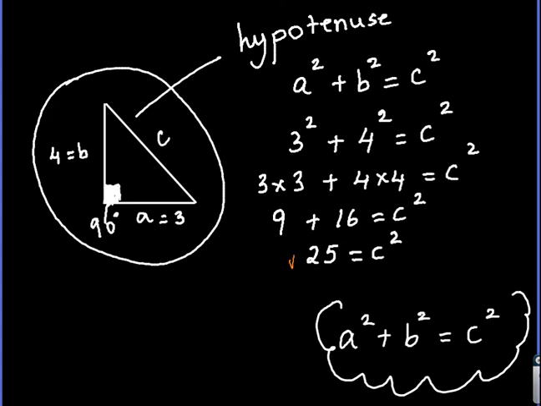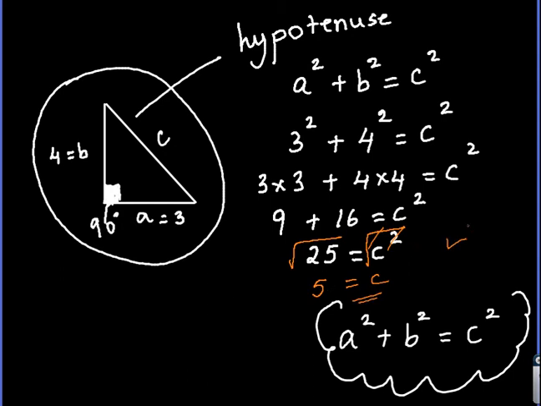So square roots of 25 and square roots on that side. If you square something and then you square root it, that cancels out the squares. And here we've got square root of 25, and square root of 25 is equal to 5, and that gives me what C is equal to. So C is equal to 5 centimeters here.